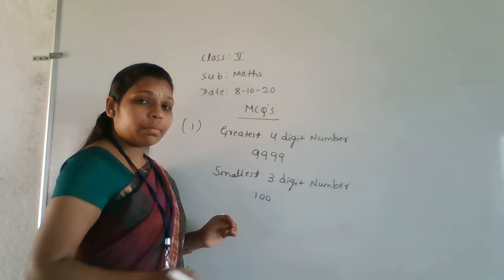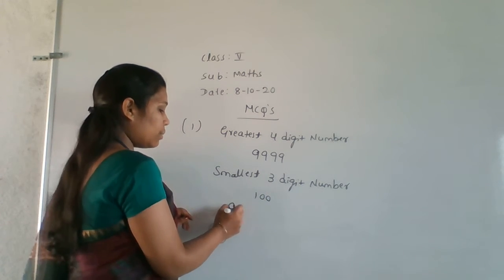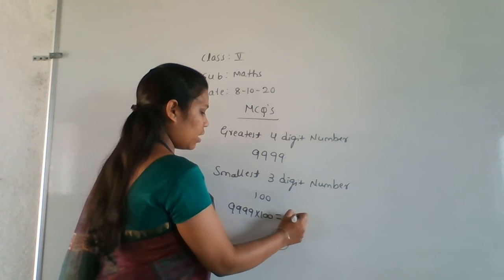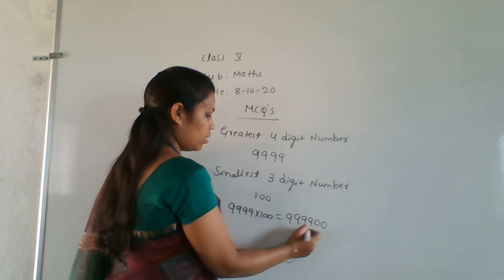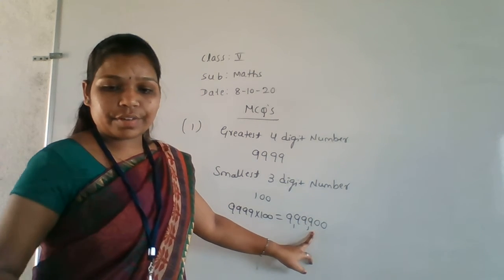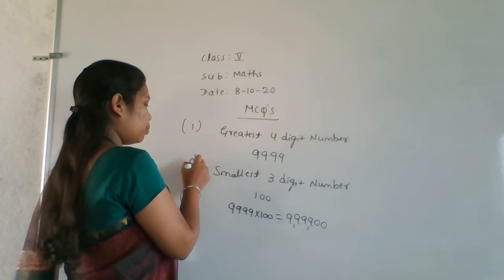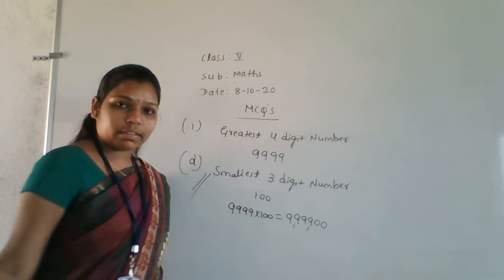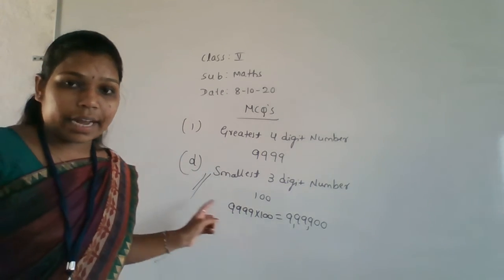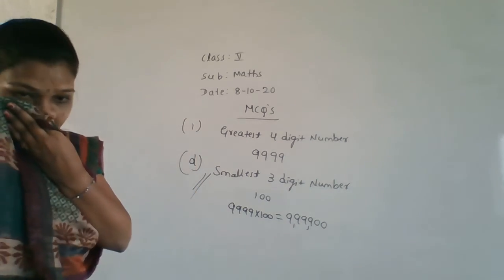Product of this means multiplication. Product is nothing but multiplication. Do the multiplication. 9,999 into 100, you will get the answer as 9,99,900. Where is the answer? D. First one is the D option. D option is the correct answer, 9,99,900. Okay. Go for the second one.